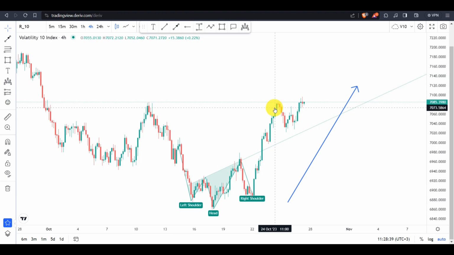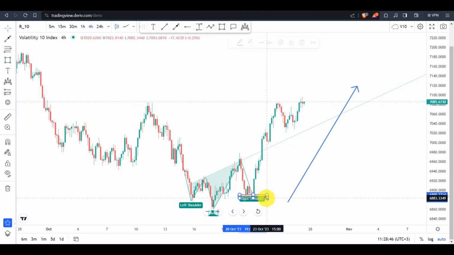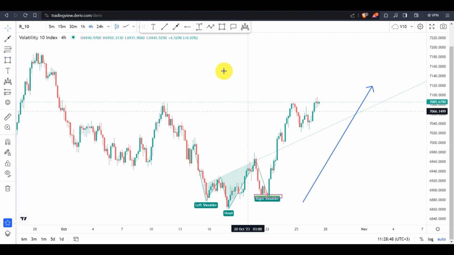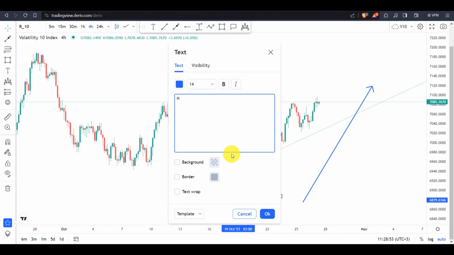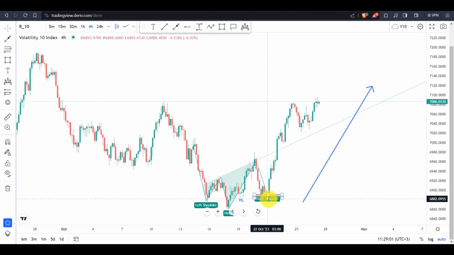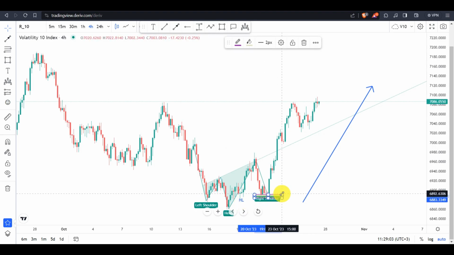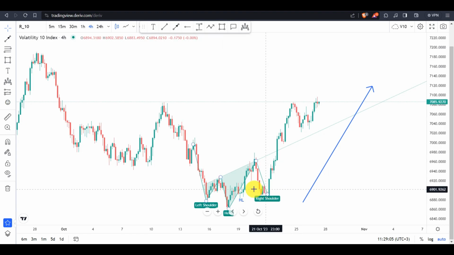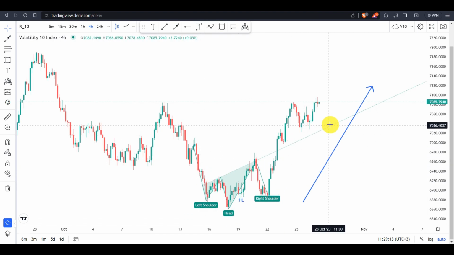Because the proper way that most people could have entered these trades is through this left shoulder right here, because the market actually did come to retest this previous higher low right here. But let's say for the case of those who maybe were busy doing their 9-5 jobs and missed this entry right here, how could you have entered this trade? Possibly you could have entered this trade when the market broke this neckline, like here.